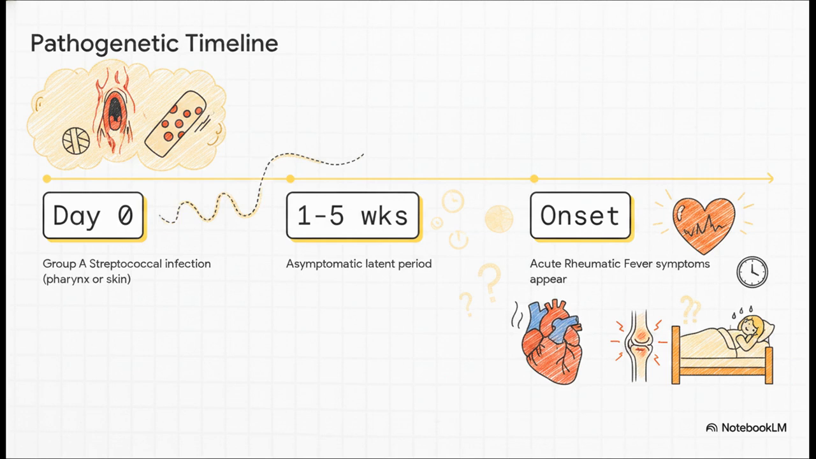Following that initial throat or skin infection, there's this totally silent, asymptomatic latent period. It typically lasts anywhere from 1 to 5 weeks. And then, the sudden eruption of acute rheumatic fever symptoms.